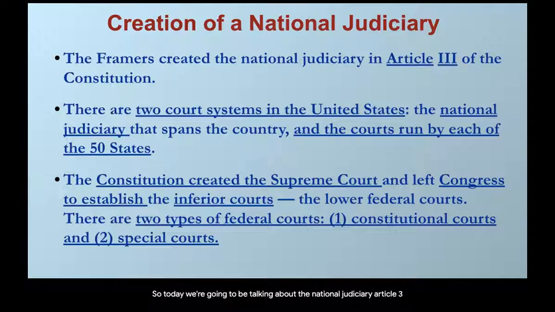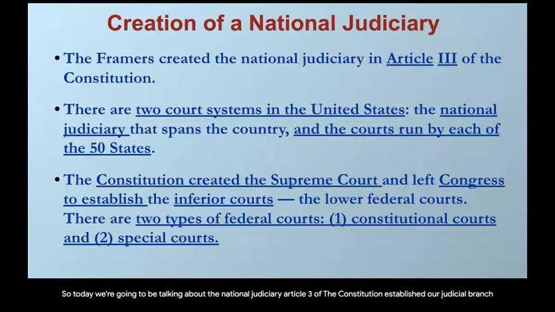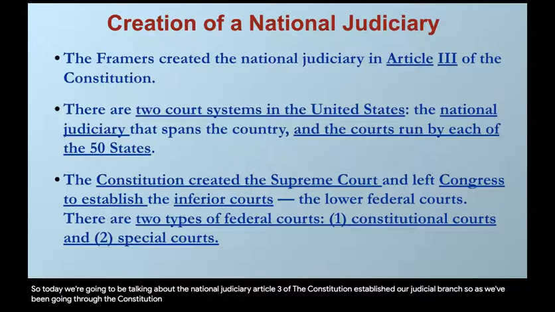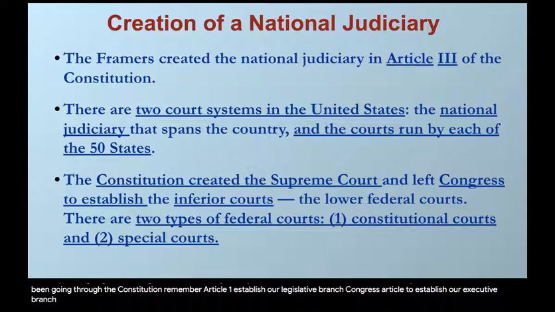Article 3 of the Constitution established our judicial branch. So, as we've been going through the Constitution, remember Article 1 established our legislative branch, Congress. Article 2 established our executive branch, the presidency. And Article 3 has established the judicial branch.